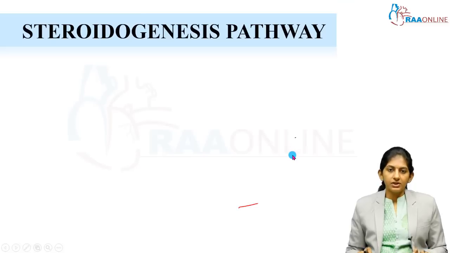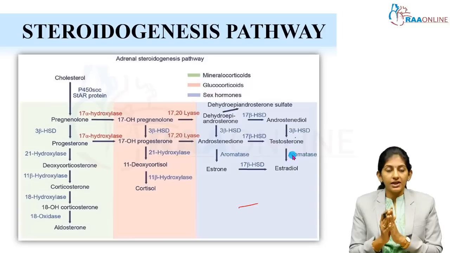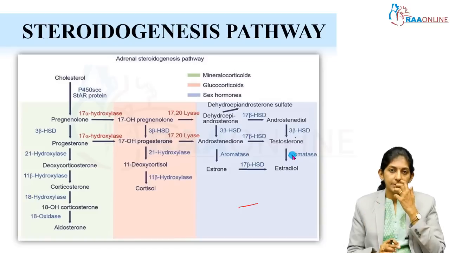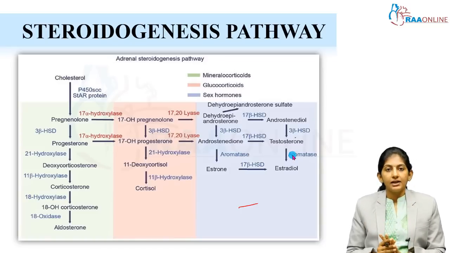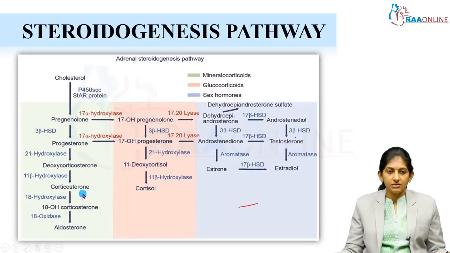So now we'll move on to the steroidogenesis pathway. This steroidogenesis pathway alone can be asked in the exam both in DNB and MD as a 5-mark theory question. So you should know the steroidogenesis pathway by heart. Again you can see the color gradation here. The first part is the mineralocorticoid pathway, followed by the glucocorticoid pathway, and this is the sex steroid pathway. So all start from which substrate? This is the cholesterol. So cholesterol is the substrate.